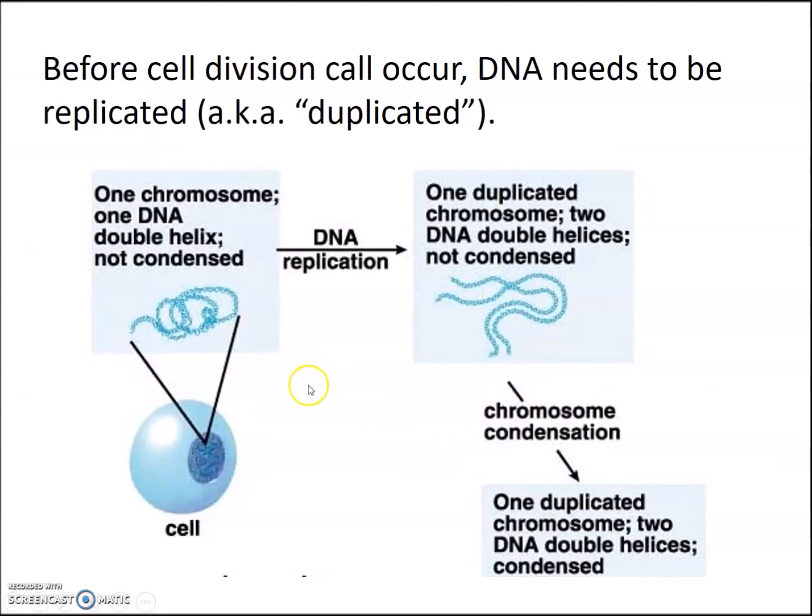Okay, so a single DNA molecule consists of a double helix, but when you copy it or replicate it or duplicate it, all of those words mean the same thing, you'll end up with two double-stranded molecules. Condensing the DNA into an organized format is yet another consideration. So DNA will duplicate prior to condensing.